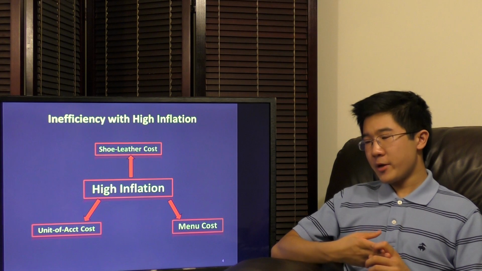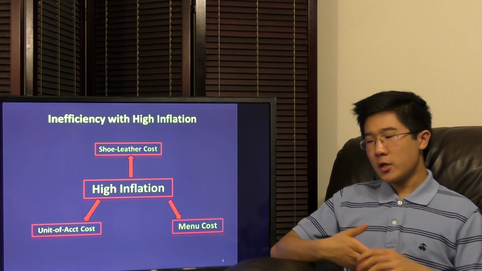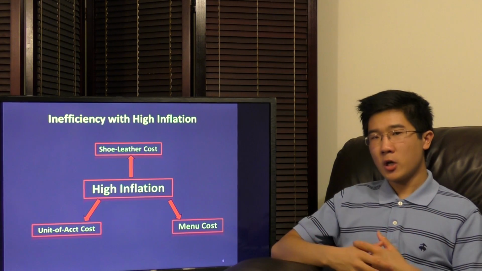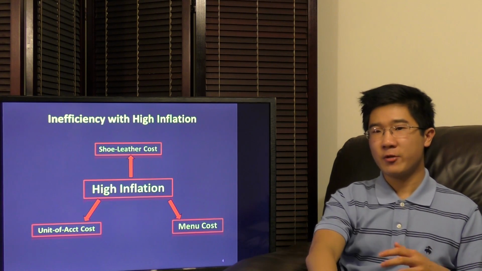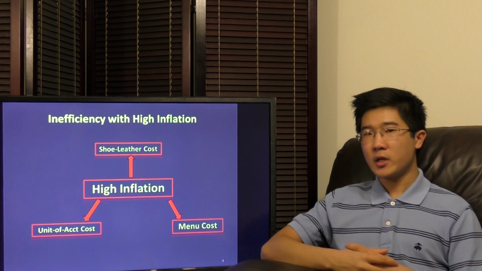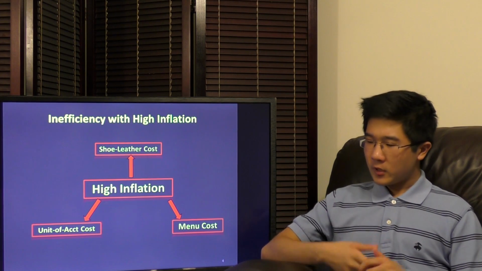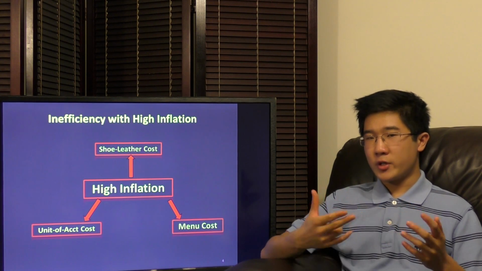The second cost is the menu cost. It's pretty self-explanatory. Menus basically list prices. As prices increase so much, the listings for these prices within different stores or menus have to be constantly changed and revised. And this, of course, costs money based off the materials used to show prices. So that's a menu cost. Rapid inflation creates a need for rapid changes in menus, which creates costs.